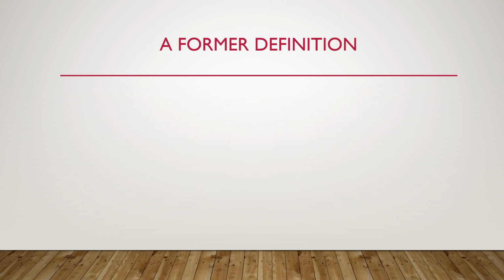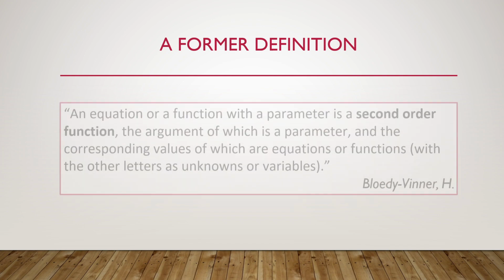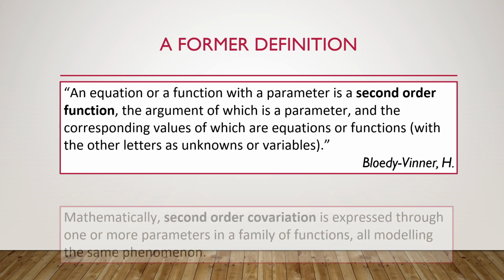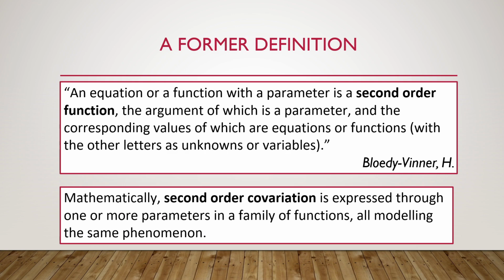Here we provide a formal definition of what we call second-order covariation, which finds positive feedback in the definition of a second-order function, which can be found in the literature and has been provided by Vladimir. It refers to second-order covariation as functions whose argument is a parameter and whose corresponding values are equations of functions. So we state that mathematically, second-order covariation is expressed through one or more parameters in a family of functions, all modeling the same phenomenon.